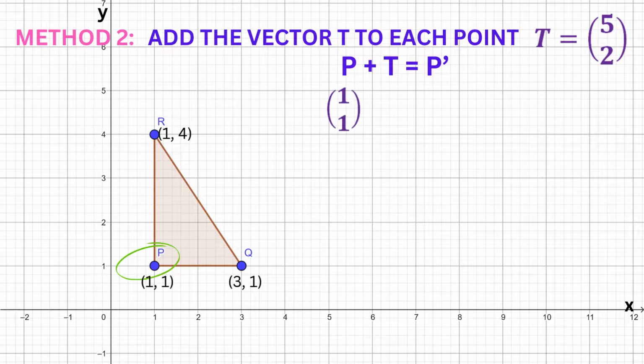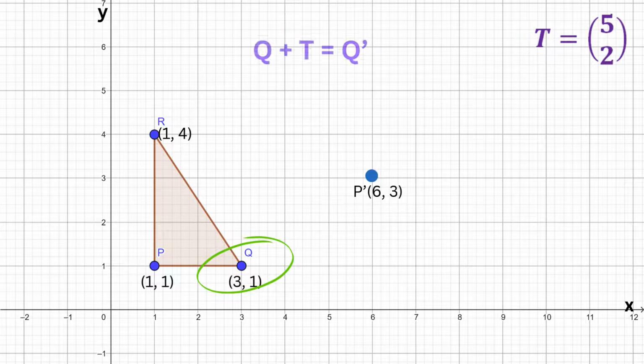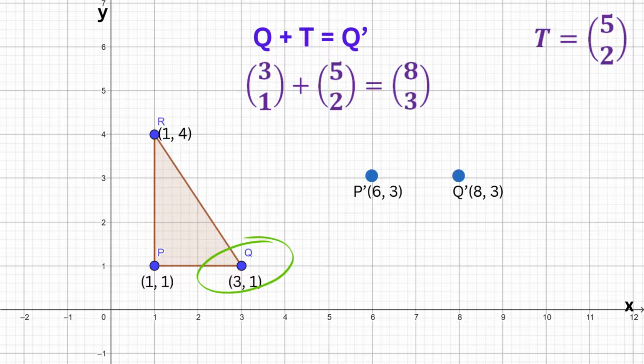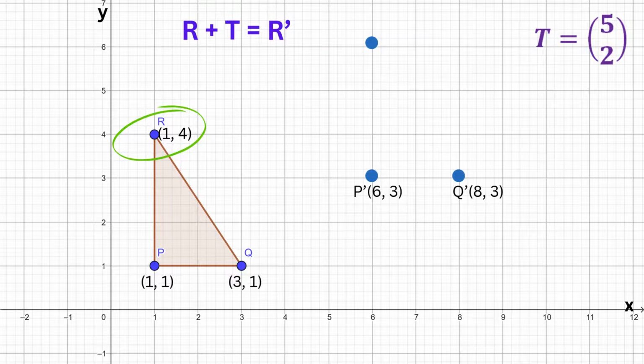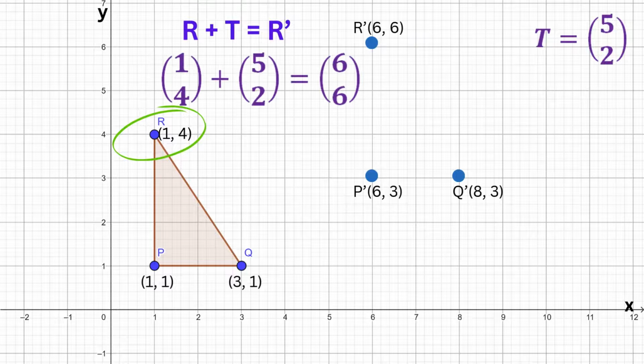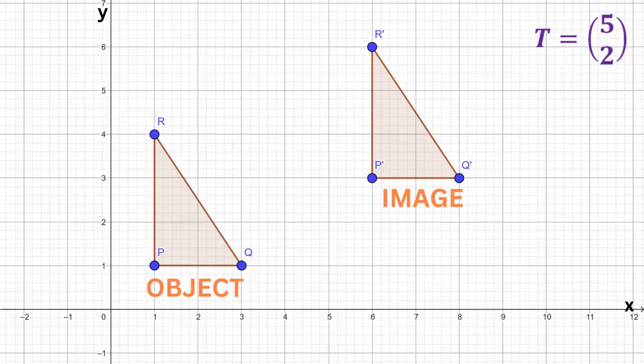The point P is (1, 1), so adding the vector (5, 2) gives us (6, 3). Point Q is (3, 1). Add (5, 2), we get (8, 3). R is (1, 4). When we add (5, 2), we end up with (6, 6). Notice we get the same image triangle we did when we counted units.